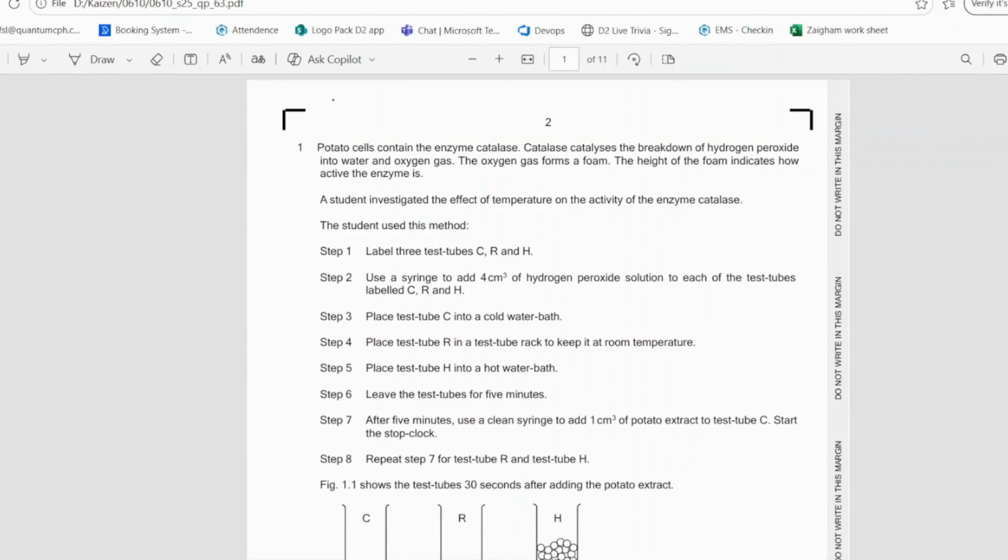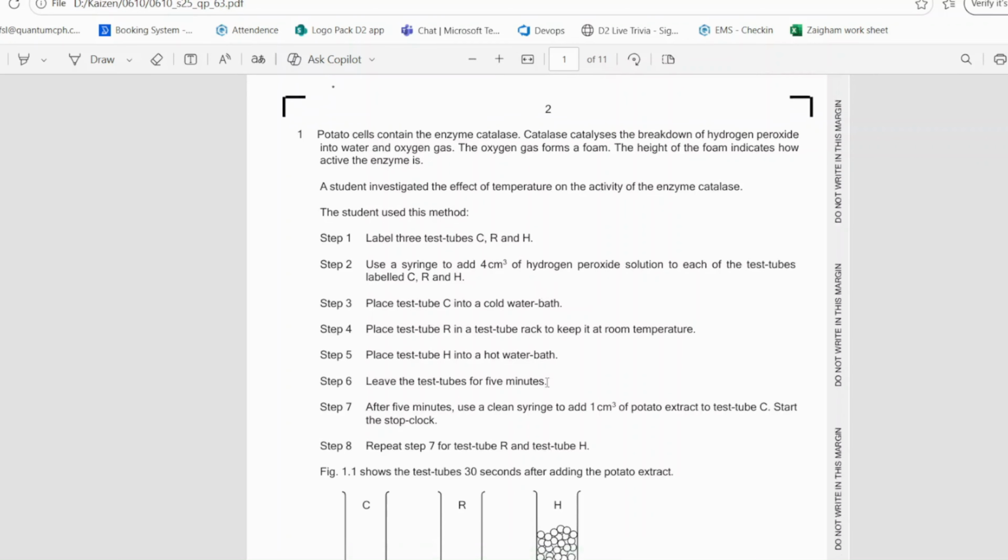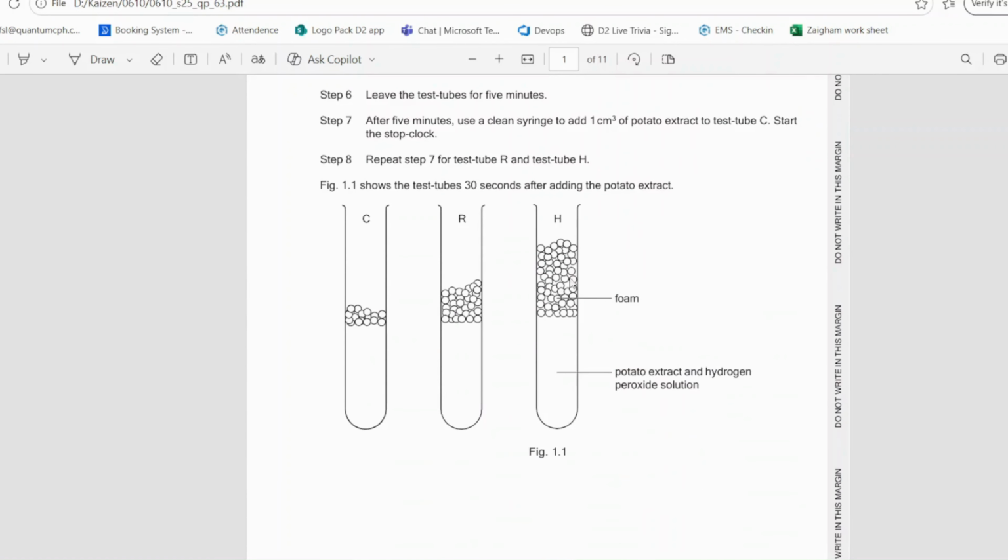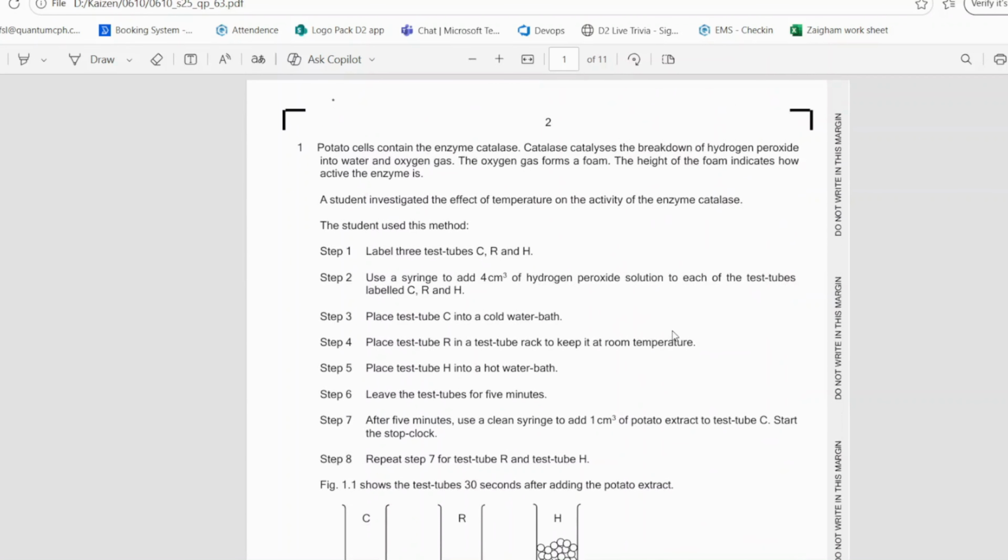The question is simple. They just asked about the activity of catalase in the three different test tubes, C, R and H, and then they find the height of the foam that is produced. What is this foam made up of basically?